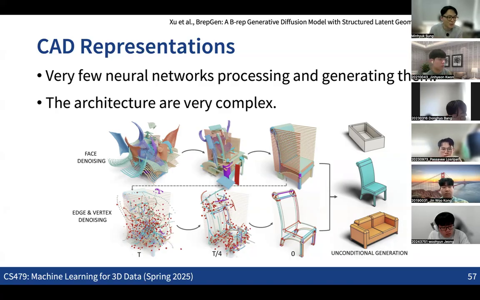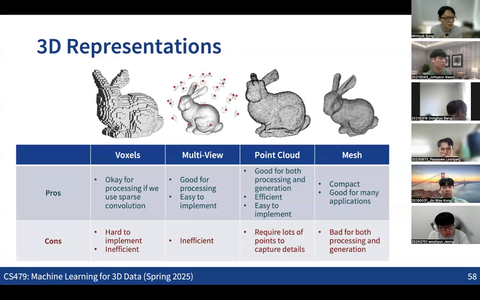So if we focus on the previous four representations, we can summarize the pros and cons of those representations in this way. For voxels, multi-view images, point clouds, and meshes, let's see the pros and cons for each case. The good thing about the voxel representation is that it is a very straightforward representation. And we can also consider making an encoder of the voxels using sparse convolution. So it can be good for many applications.